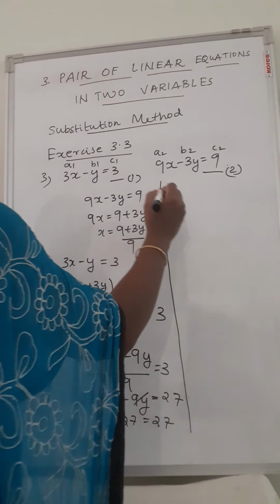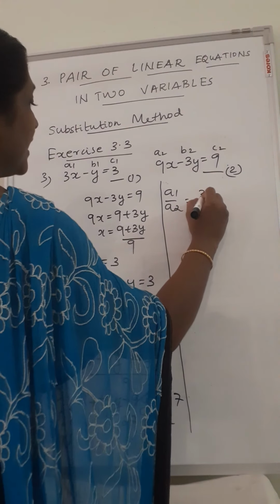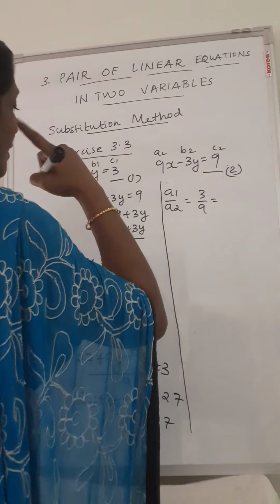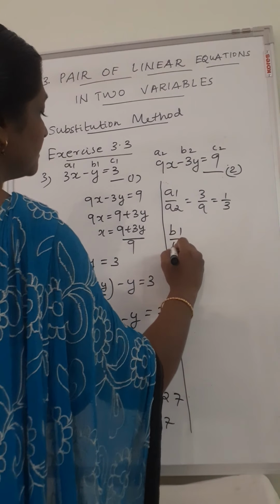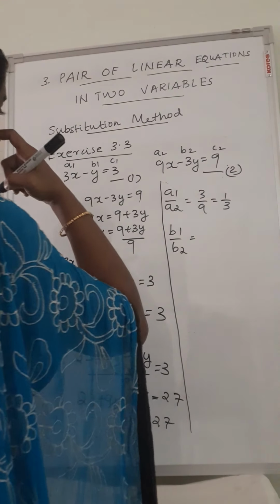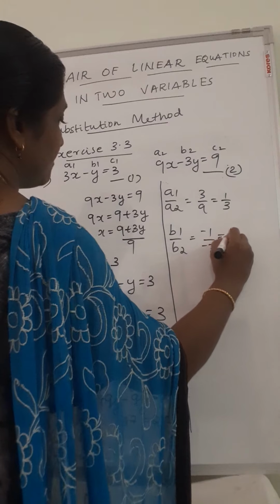Okay, a1 by a2 is equal to 3 by 9 is equal to 1 by 3. b1 by b2 is equal to minus 1 by minus 3, that is 1 by 3.